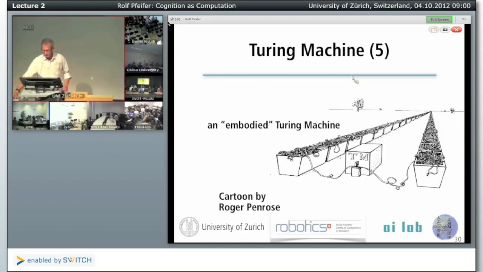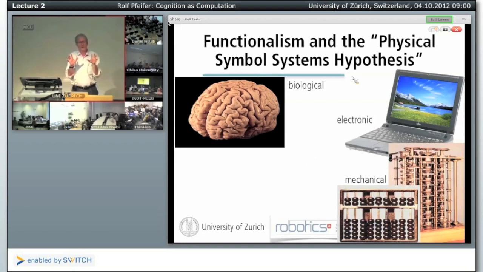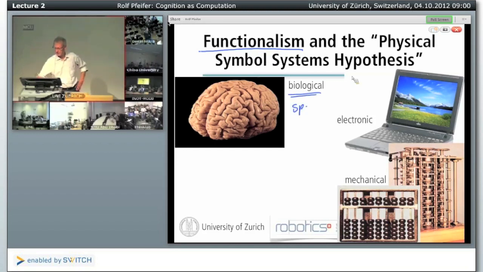Okay, now the next point that goes along with this idea of cognition or intelligence as computation is the idea of functionalism and the physical symbol systems hypothesis. Please interrupt me if you have any questions. The idea of functionalism is that you have a symbol system, and the symbol system has to be physically realized, physically instantiated. By the way, the term functionalism is used very differently in different disciplines. The way we use it here is that you can instantiate an abstract computational system in many different ways. It can be biological, where you would have things like spike trains.